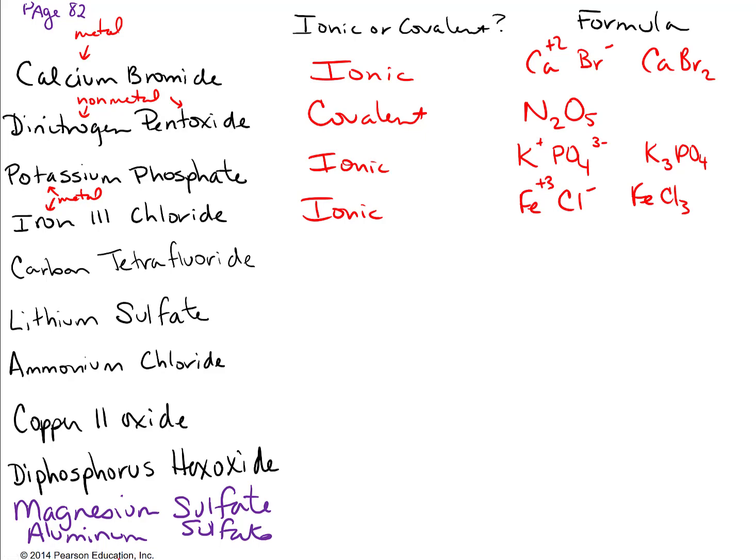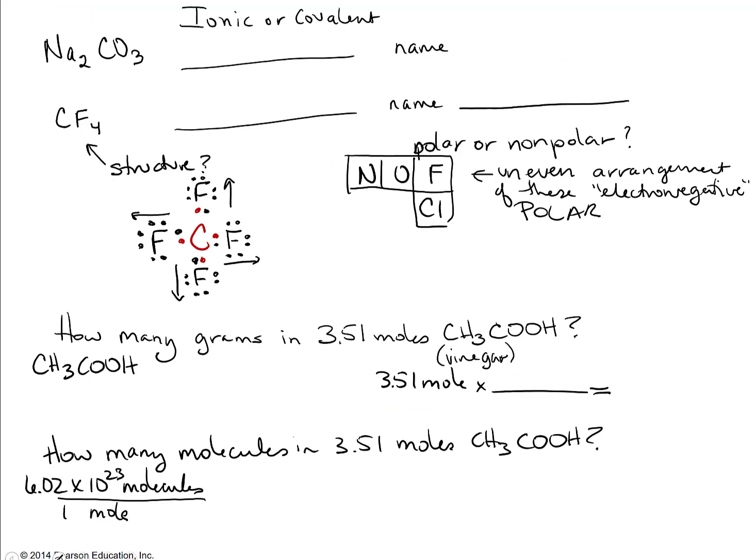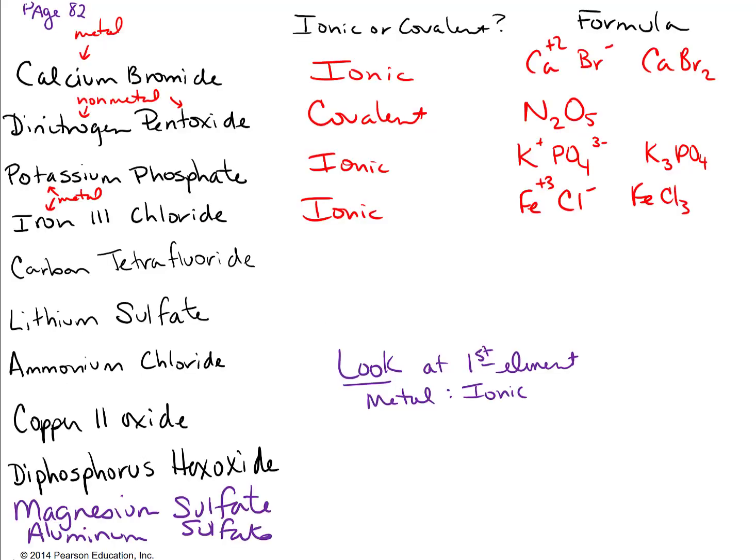So in order to go from the name to a formula, look at the first element. If it's a metal, then you know it's ionic, right? And if it's ionic, then you're going to assign charges to the metal and non-metal to figure out what the formula is. Take the charges and swap them, simplify that, and that tells you what the formula is.